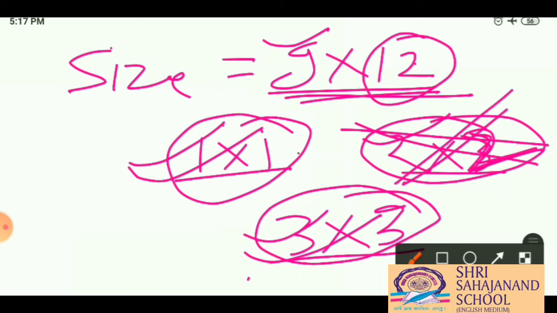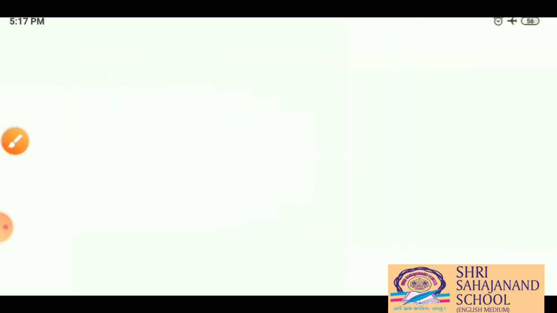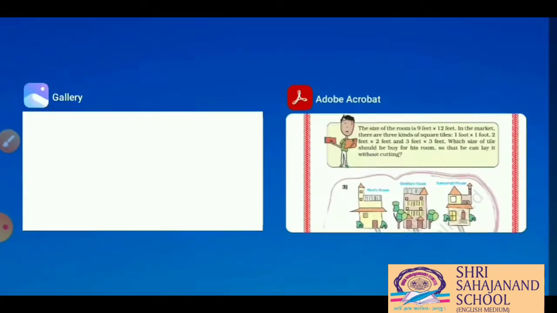So for that, now we can take tiles of the measurement 1 by 1 foot and 3 by 3 feet, because these are the factors of 9 and 12. Now come to the third and the last question.